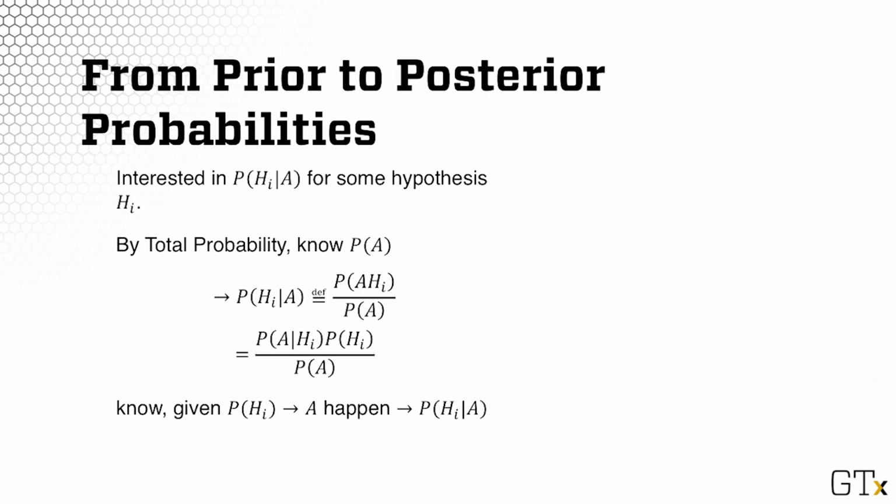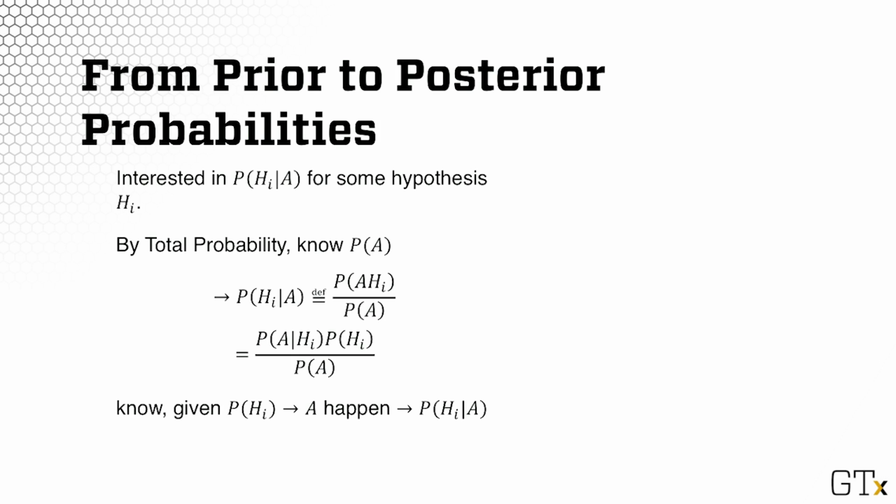We could be interested in not the probability of A and the probability of A given hypothesis, but we may be interested in the probability of hypothesis given that A happened or did not happen. So that is essentially trying to update the probability of hypothesis in the light of what happened to event A.